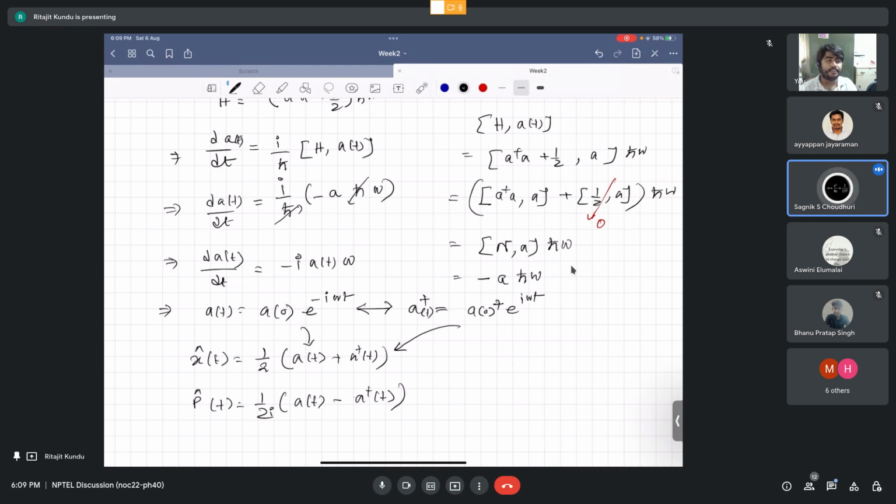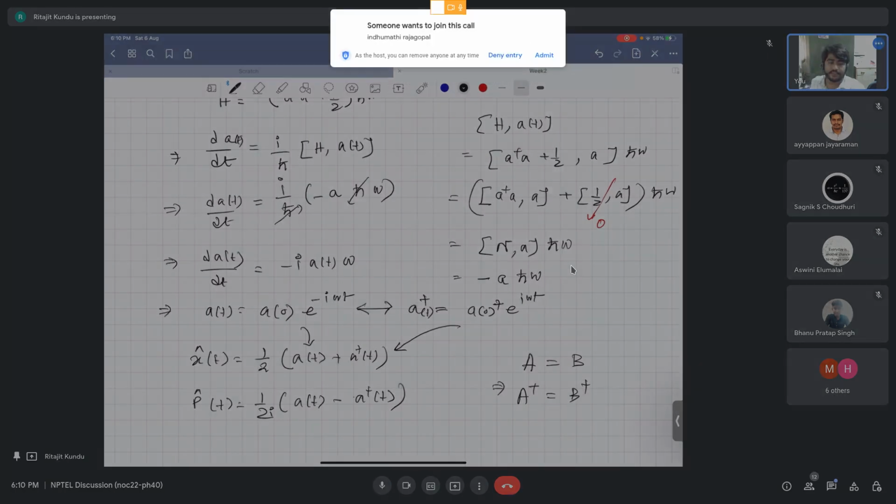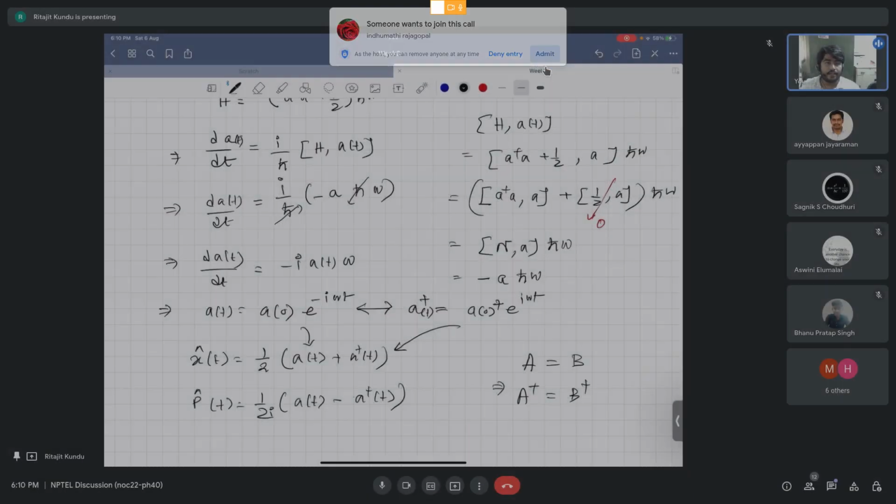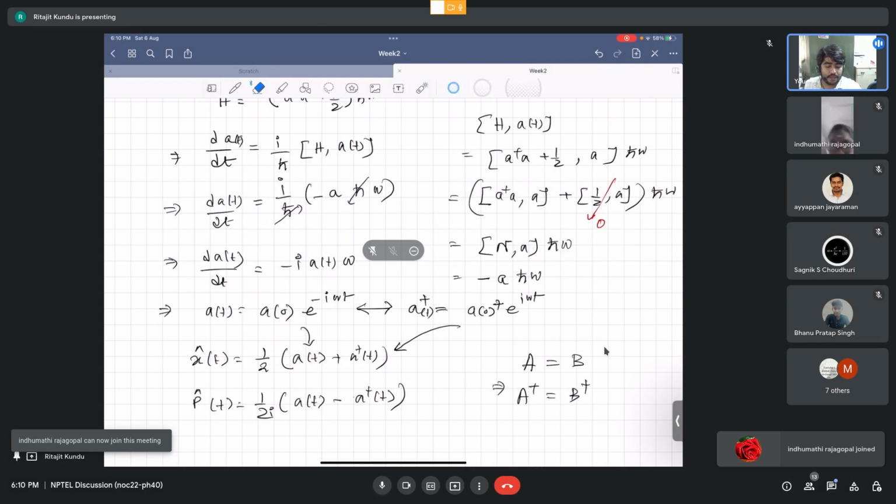This is not a number, right? This is an operator. So let's look at this equation. I am giving you an equation which tells you a is equal to b. Now if I take conjugation on both the left hand side and right hand side, it becomes a dagger is equal to b dagger. Whatever is on the right hand side, you just take the dagger of it. These are not numbers, these are operators, so you will have to be a little bit more careful about this. That's why I have written a dagger right here.